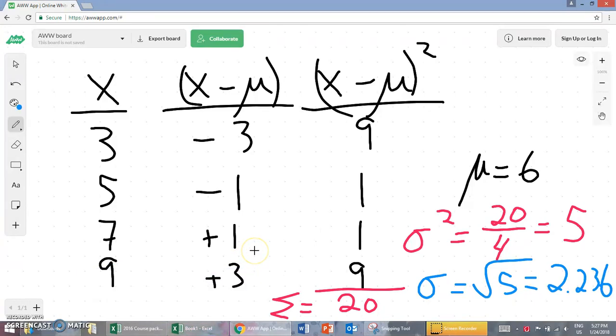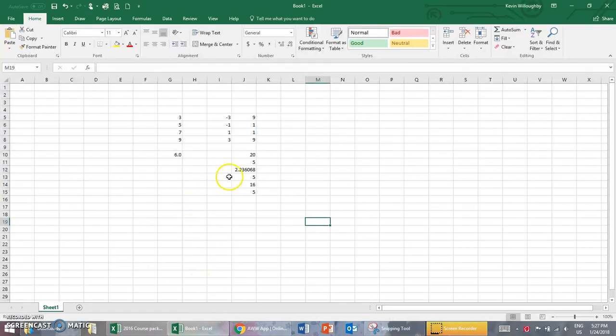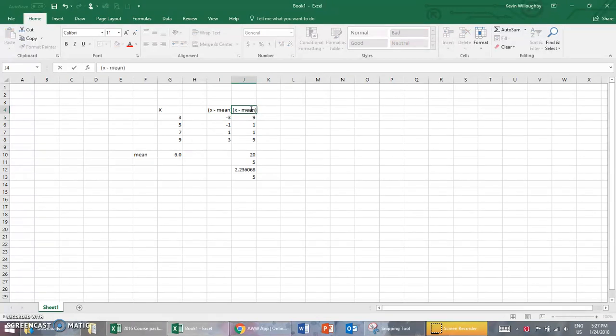The benefit then is that you can take a series of 4 or 5 numbers, do it on paper, and then verify your results using Excel. So what I've done here is I have the values listed, 3, 5, 7, 9. I've calculated the average. So these are the x values. This column here is x minus the mean, and this last column is x minus the mean, and then that column is squared.